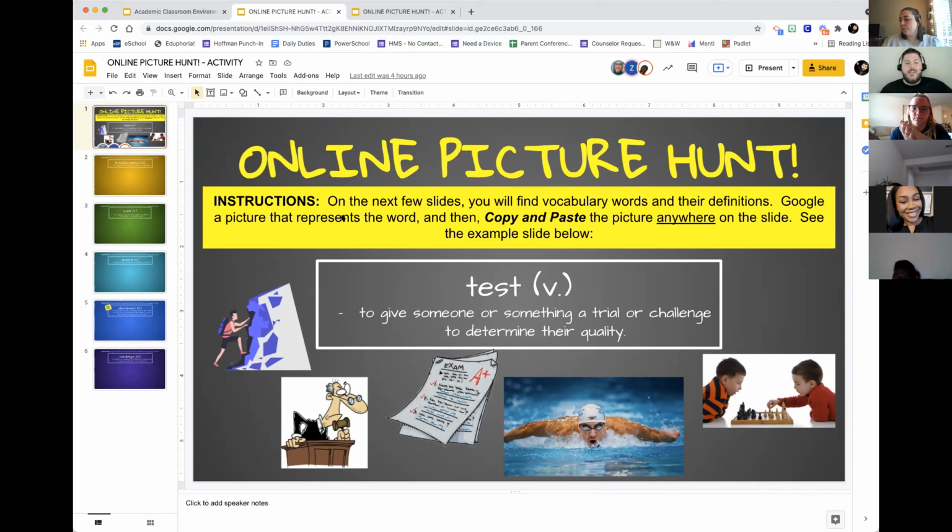So basically, on the next few slides, this is what I would give them in Schoology. On the next few slides, you will find vocabulary words and their definitions. Google a picture that represents the word and then copy and paste the picture anywhere on the slide. See the example slide below.